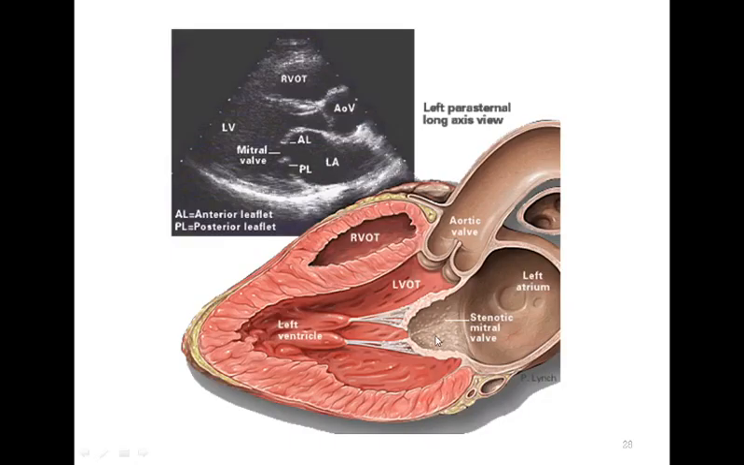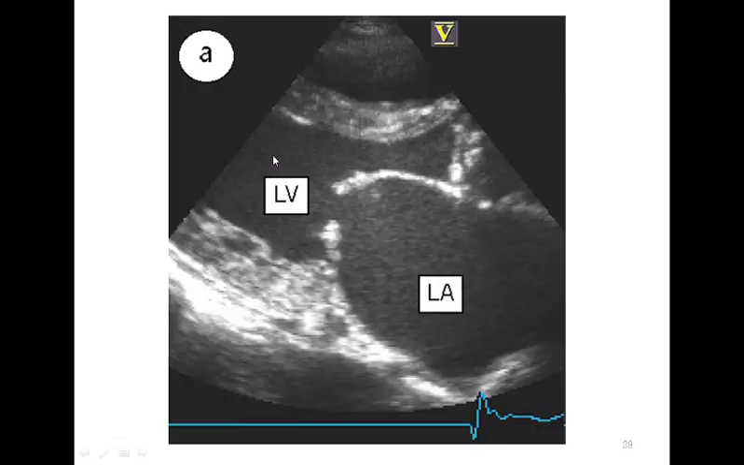This is a mitral valve. Here you can see the cusp, and these are the chordae tendineae. So you can see roughening of the mitral valve. Echocardiogram: this is the left atrium. This is the mitral valve. This is the anterior mitral leaflet. This is the posterior mitral leaflet. This is the left ventricle. This is the right ventricle.